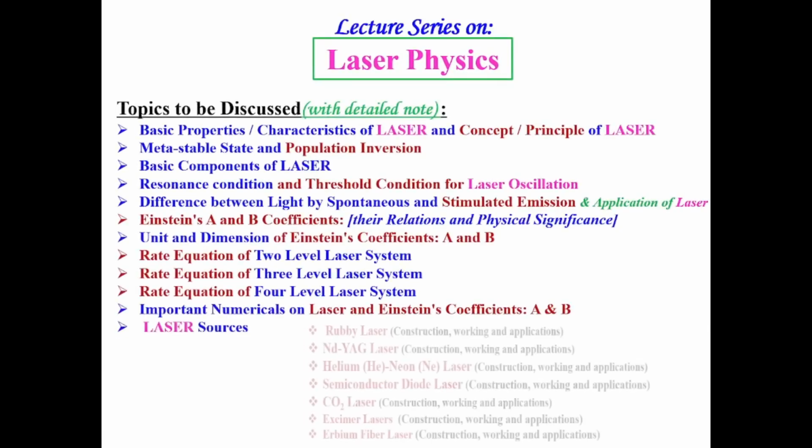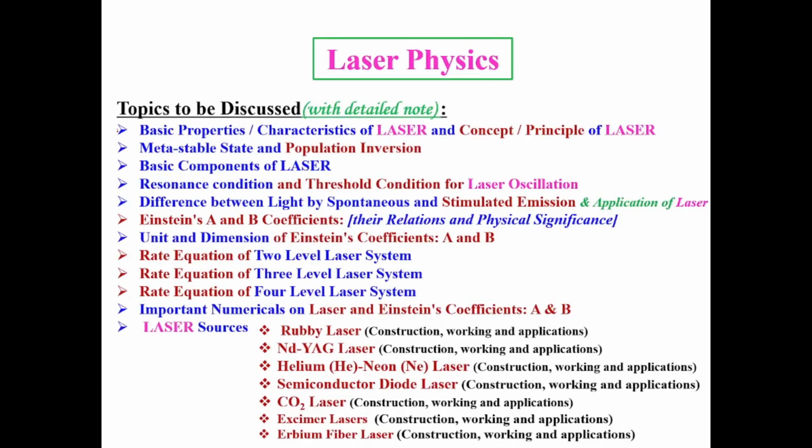In this lecture series, we are discussing these topics. In our previous classes, we already discussed these topics in detail with notes. We discussed the Ruby laser. Last class, we discussed the Nd:YAG laser, its construction, working and applications in detail with notes. In this class, we are going to discuss the helium neon laser, its construction, working and applications. Okay, so let us start.